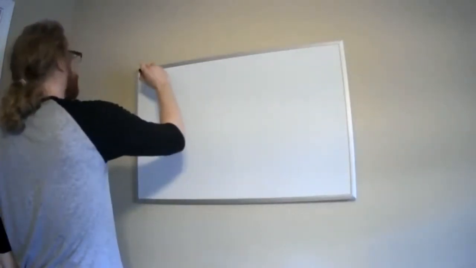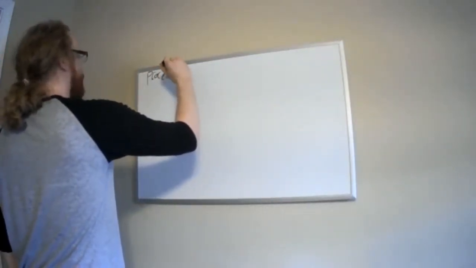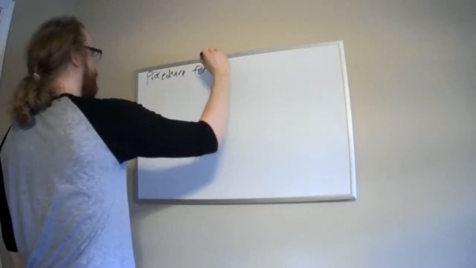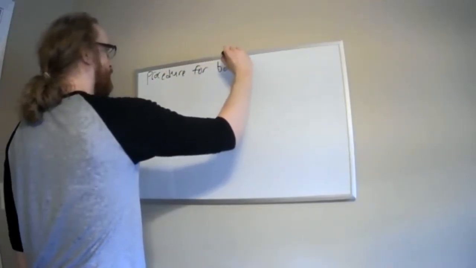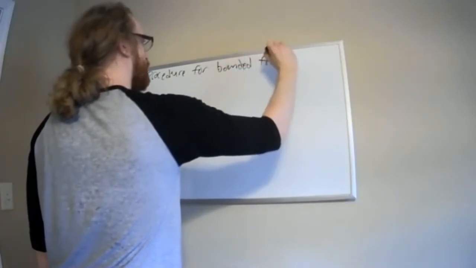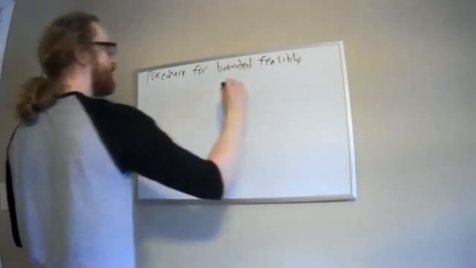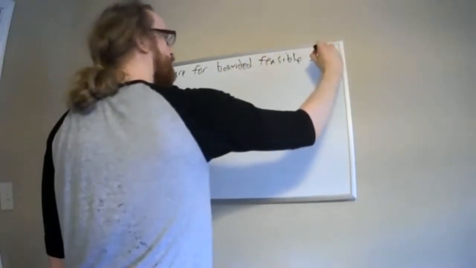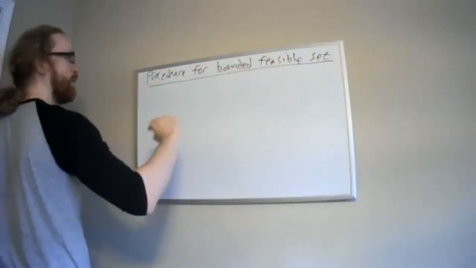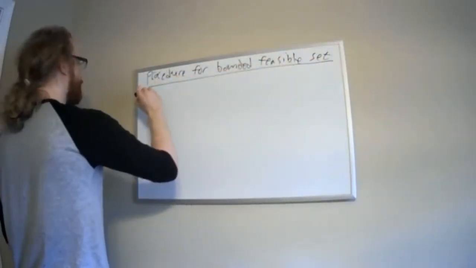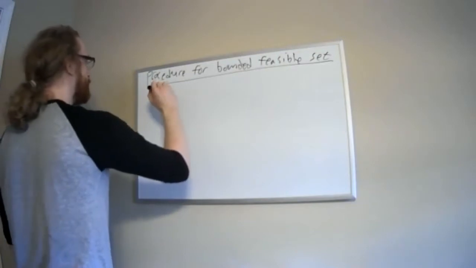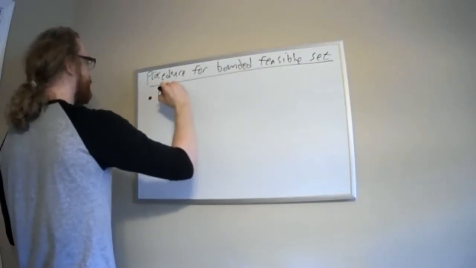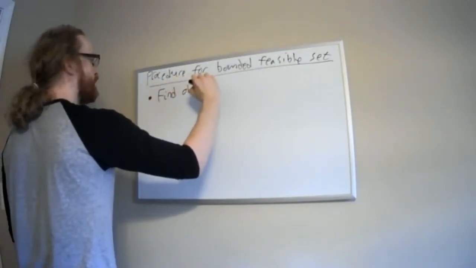So here's our procedure for a bounded feasible set. Again, we'll have to do something slightly different if it's unbounded, but we will deal with that in a moment, maybe tomorrow. So here's our first step: of course, you need to find your objective function if it's not already given to you.